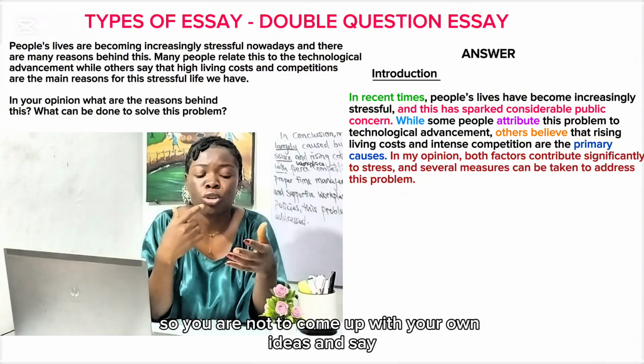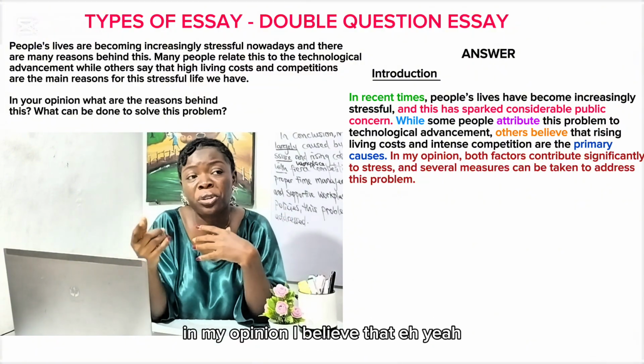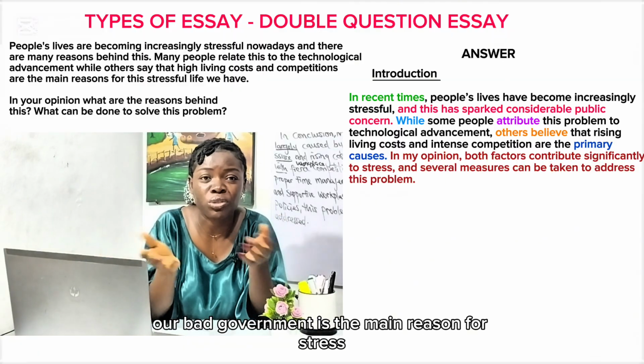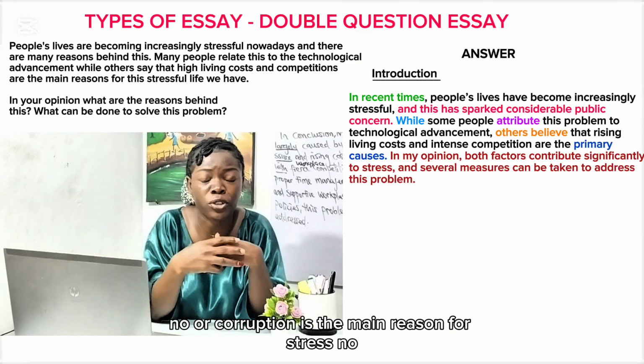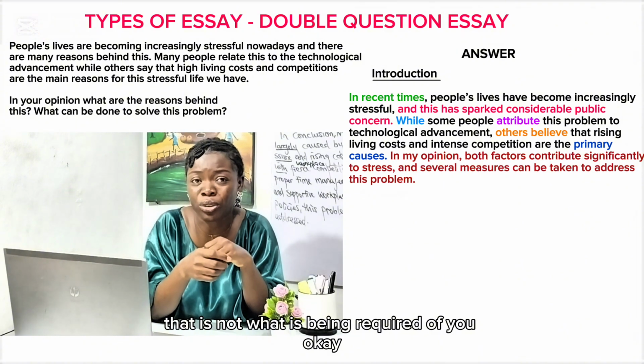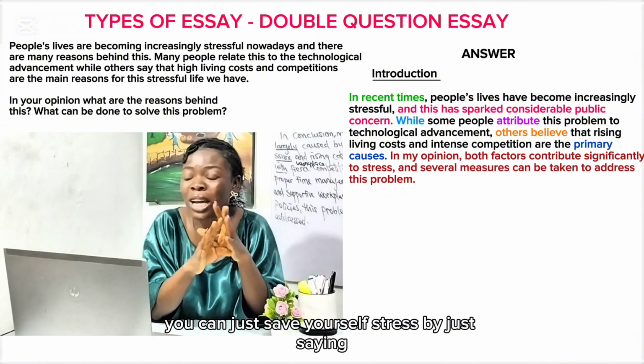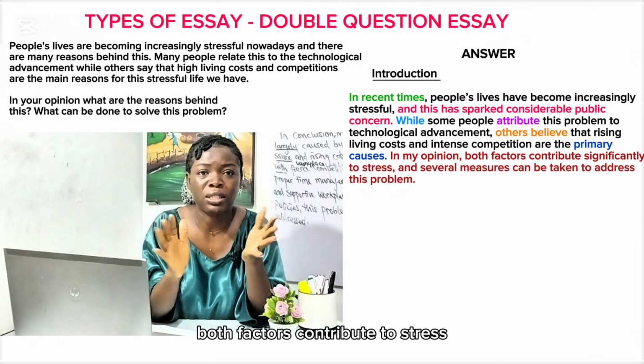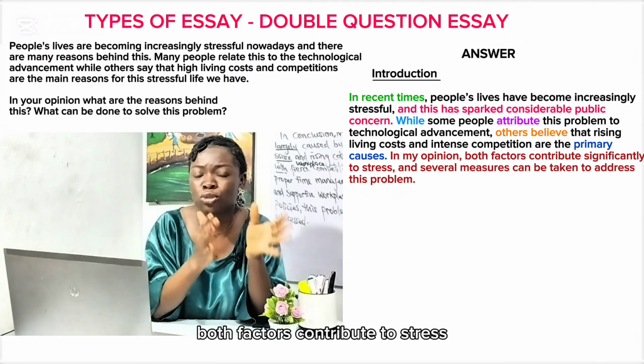So you're not to come up with your own ideas and say, in my opinion, I believe that bad government is the main reason for stress. No. Or corruption is the main reason for stress. No, that is not what is being required of you. So basically you can just save yourself stress by saying, in my opinion, I agree with both sides. Both factors contribute significantly to stress.